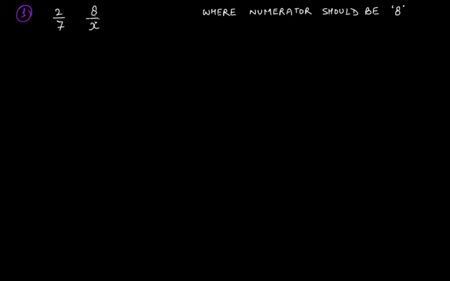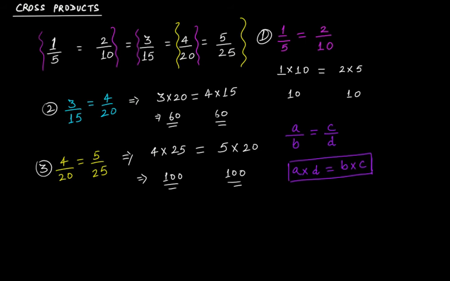So if it is 8 by x, and we are assuming that it is an equivalent fraction to 2 by 7, then this will be equal to 2 by 7. Now we have to find this fraction. We already know the numerator. We have to find the denominator. The best way to find the value of x, that is the denominator, is to go with the cross product that we learned here.